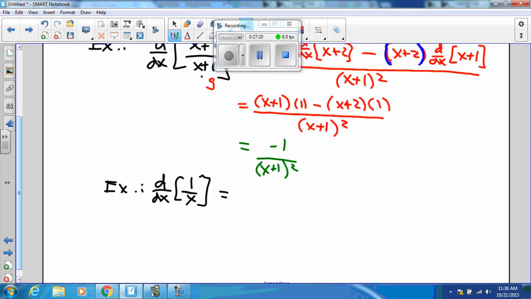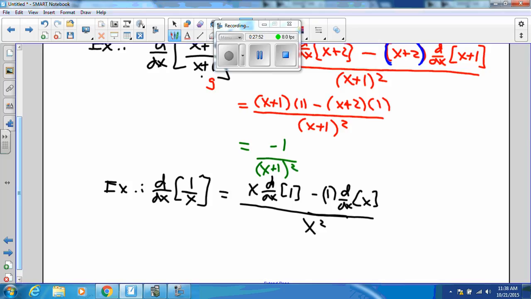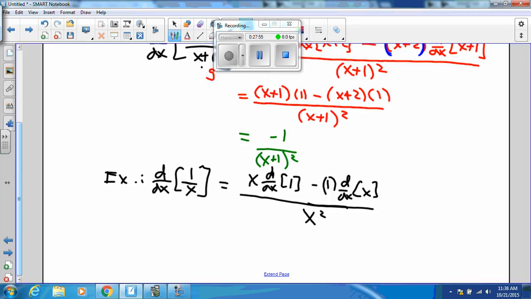Got it? What did you get? Okay. So we have x times, well, okay, but over x squared. Good. All right. Now, what is the derivative of 1? 0. 0, because it's a constant. It doesn't change. So this guy goes to 0. And what is the derivative of x? 1. And so that gives me negative 1 over x squared.